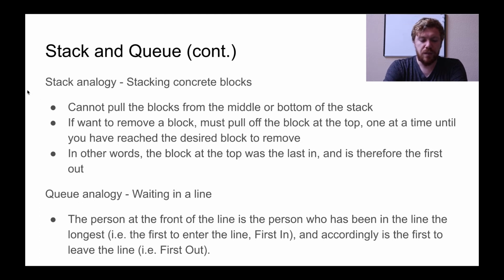The queue analogy is pretty simple. It's just a line, right? So it's waiting in a line. The person at the front of the line is the person who has been in the line the longest, in other words, was the first one to enter the line, or the first in. And accordingly is going to be the first one to leave the line, first out.